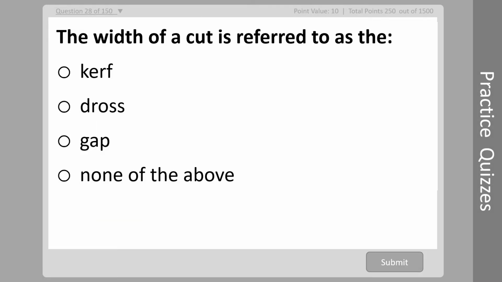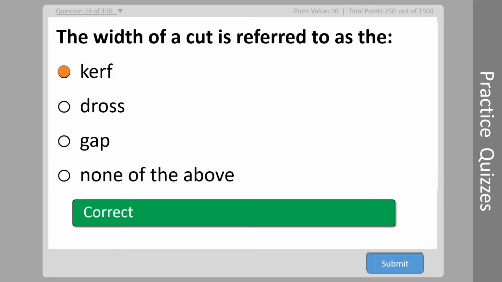The width of a cut is referred to as the kerf, dross, gap, or none of the above. Well, we saw that video earlier, and this is an example of how we use our quizzes to reinforce the content within our lessons. So as we saw the animation earlier, that would be kerf.